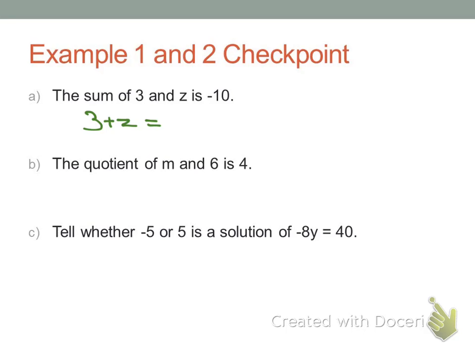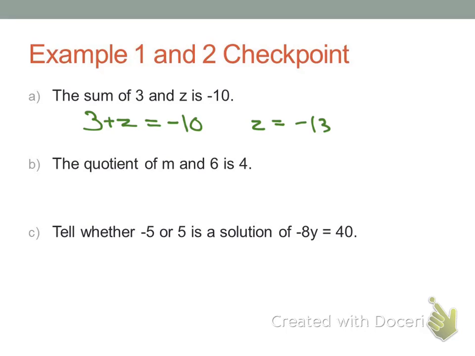3 plus Z equals negative 10. Okay? That is the equation. That's a translation for the sentence. Okay? Now, what does Z equal to make it true? Negative 13.